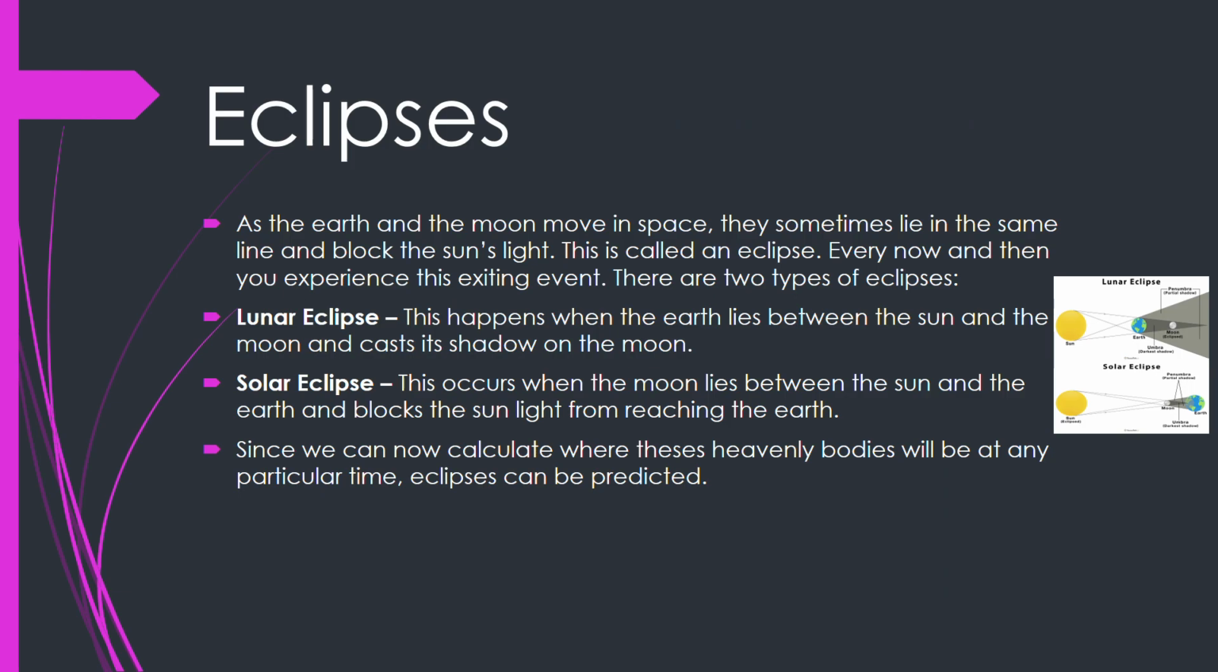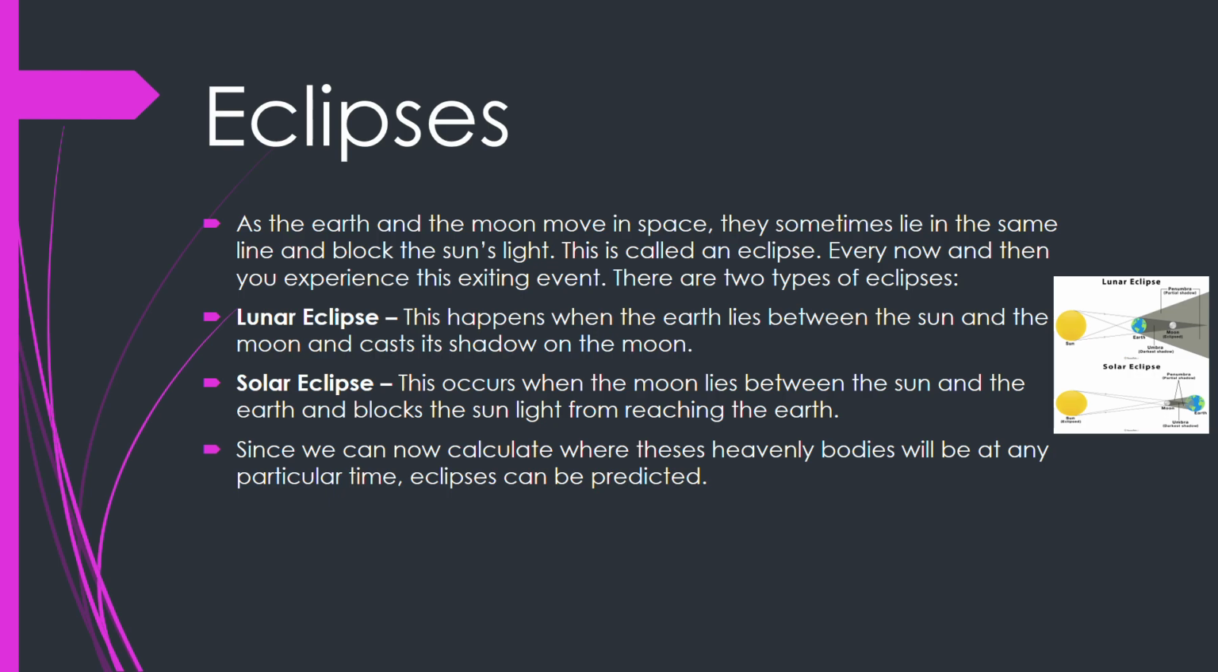Eclipses. As the Earth and the moon move in space, they sometimes lie in the same line and block the sun's light. This is called an eclipse. Every now and then you experience this exciting event. There are two types of eclipses.